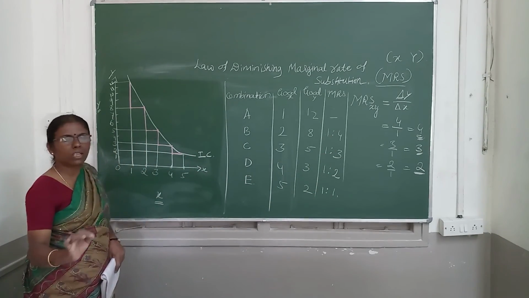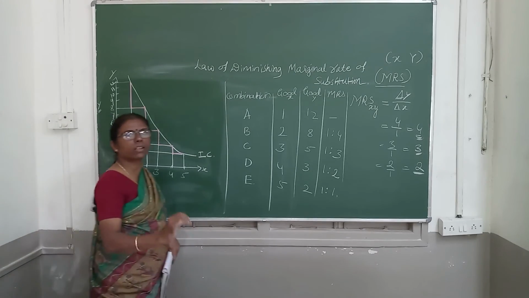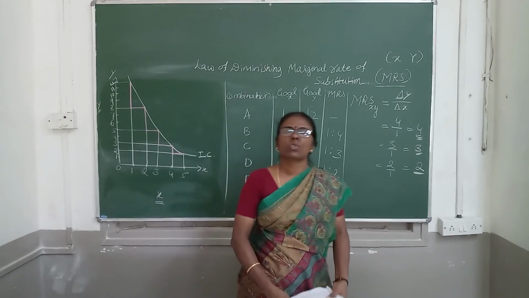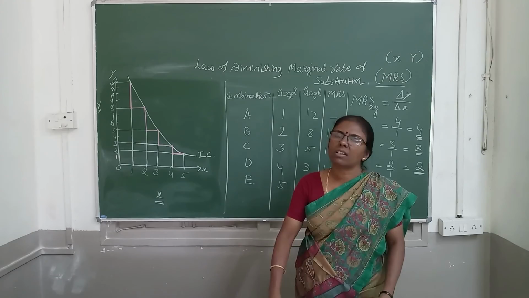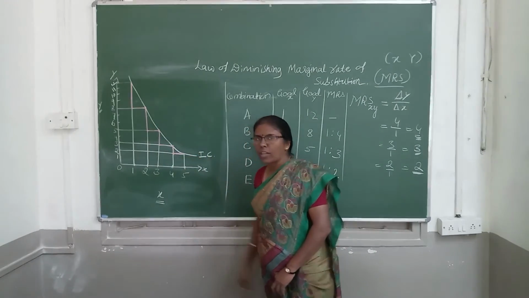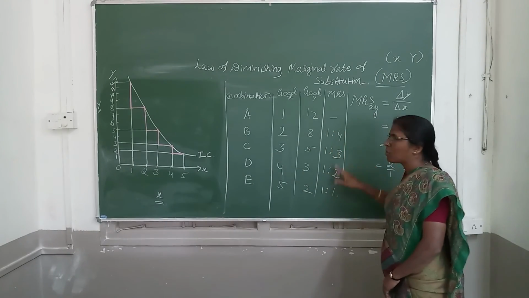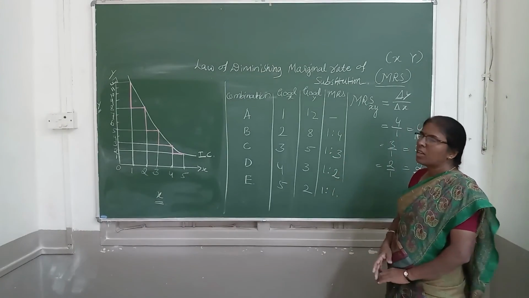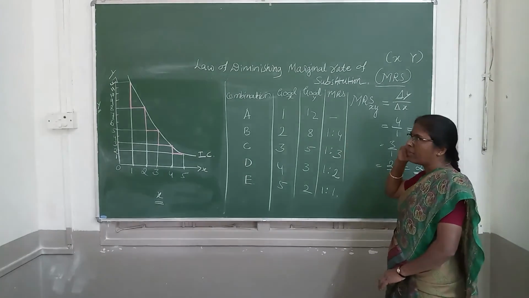Yes, the concept is clear now. Because of the marginal rate of substitution, the slope of the indifference curve is downward sloping. And the slope is falling because the marginal rate of substitution is also falling. So this is a very important concept given here.